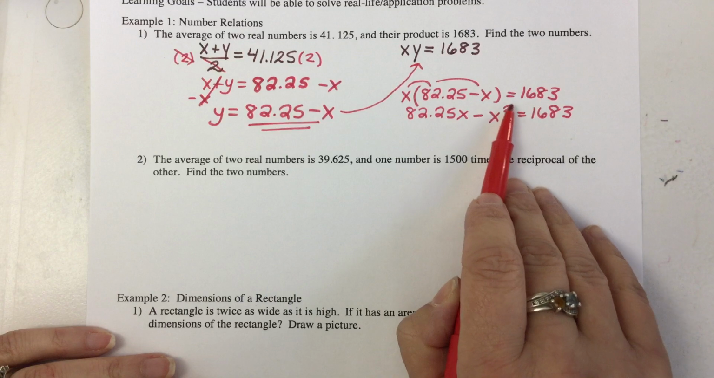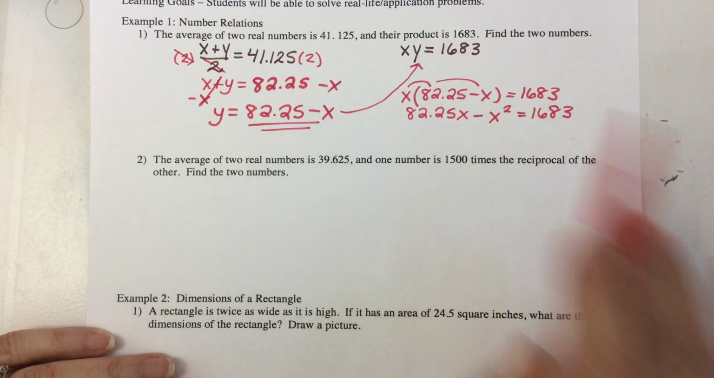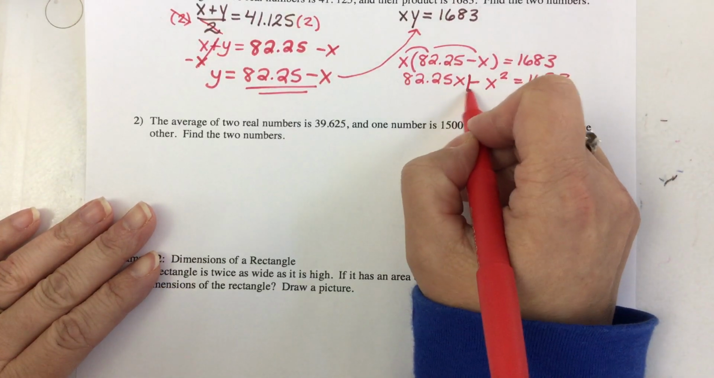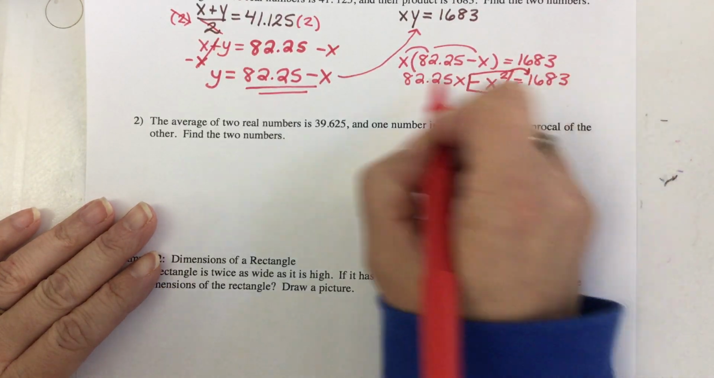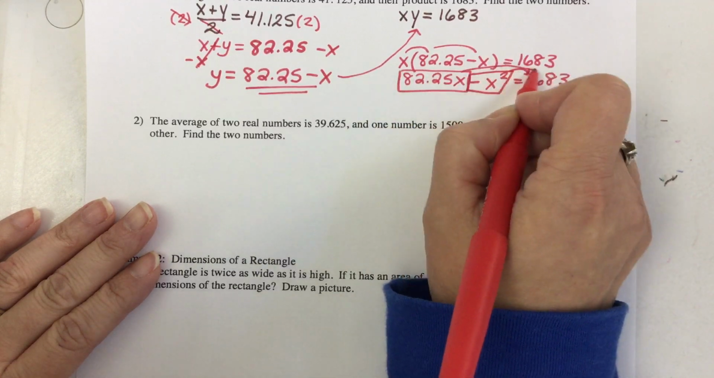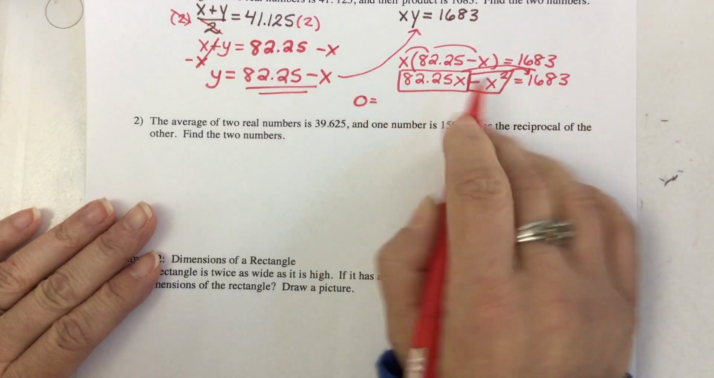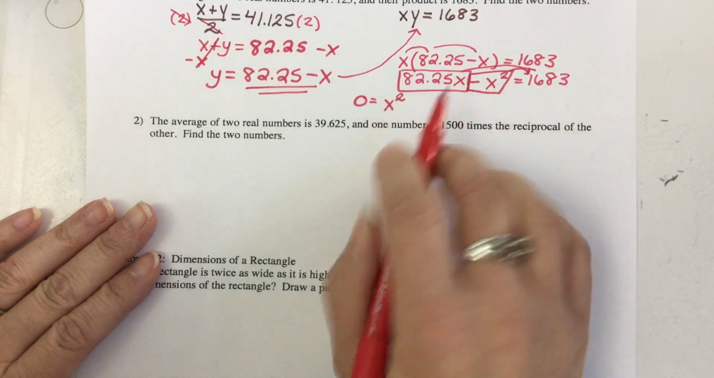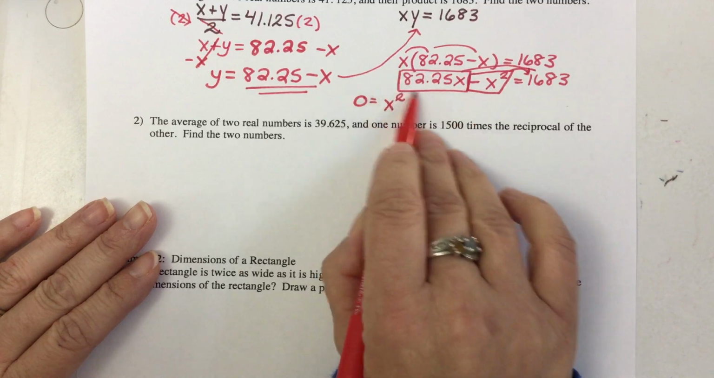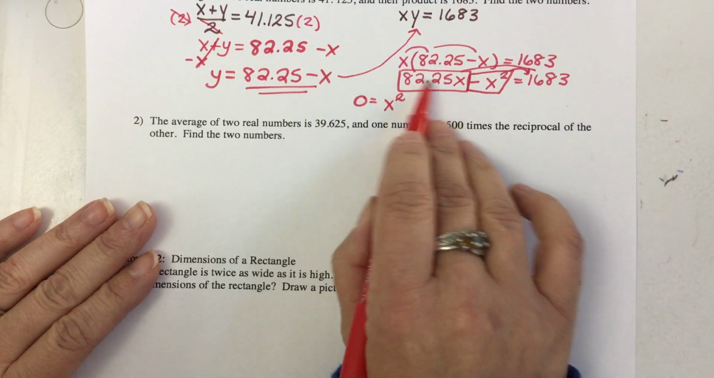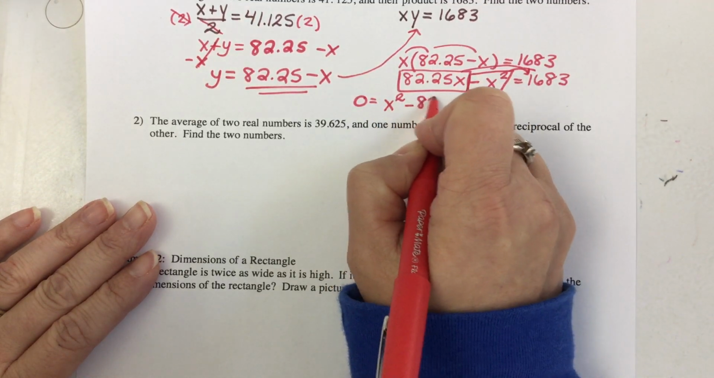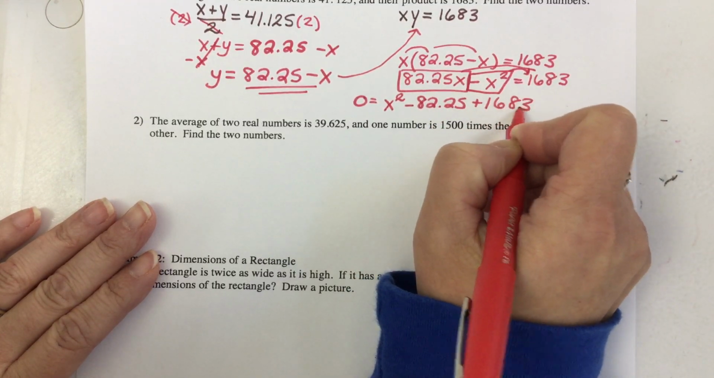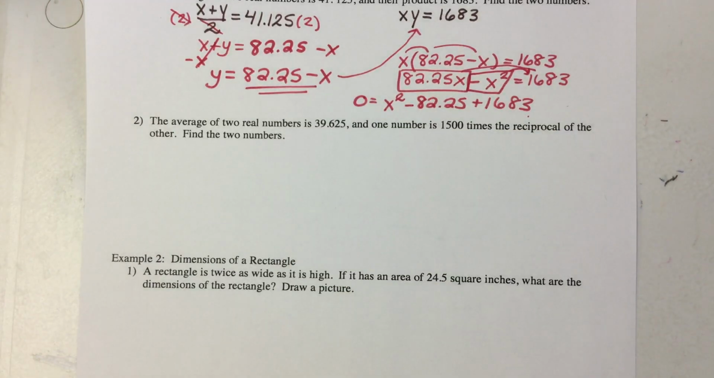So I'm going to set this equal to 0, and I can use the quadratic formula, and hopefully I'll have my two numbers. I like my first value to be positive, so when I set this equal to 0, I'm going to have my 0 on this side. Negative x squared, I'm moving to the other side, so I'm adding it, so it's positive x squared here. This is positive 82.25x, so I have to subtract it to the other side. Now my positive 1,683 gets to keep its sign because it did not move to the other side of the equation.